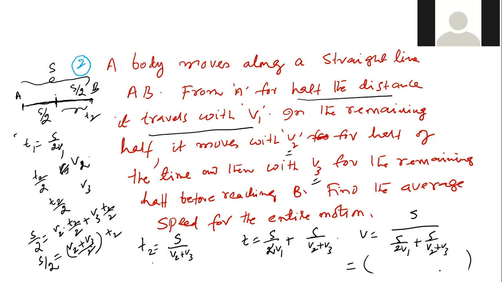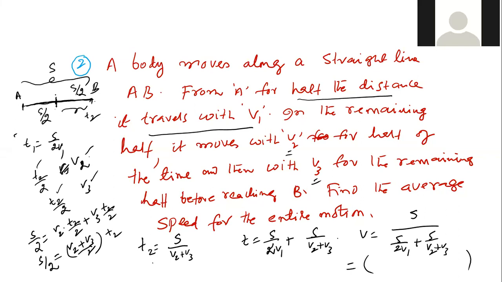For the remaining half, it goes with V2 for half the time and V3 for the remaining half time. So the time I take as T2 for this half. Out of T2, half the time is how much? T2 by 2. That is covered with V2, and the remaining T2 by 2 is covered with V3. Got it.